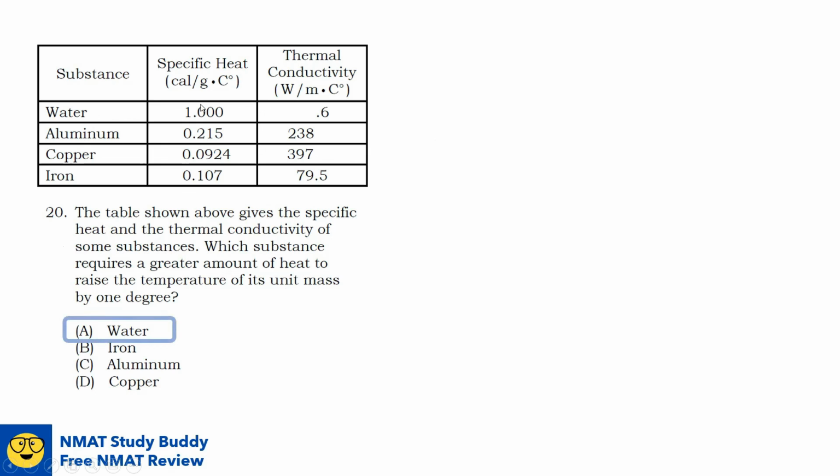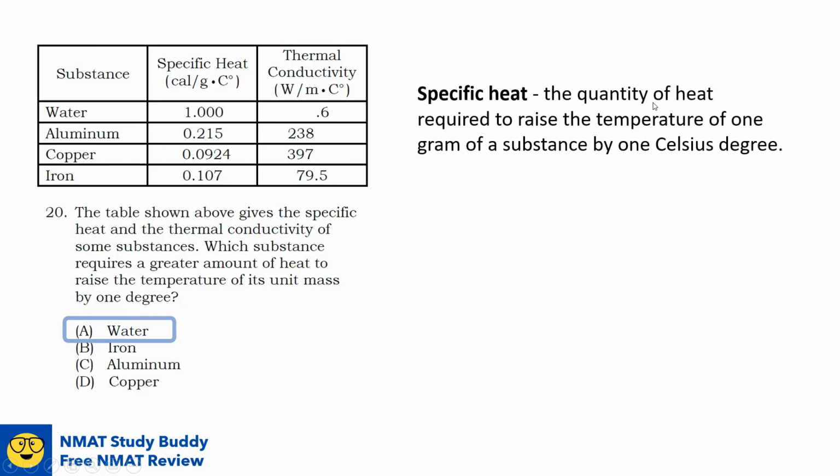Kasi kung mapapansin nyo, yung specific heat ng water yung pinakamataas compared dun sa other substances. So, yung specific heat lang yung titingnan natin in order to know kung ano yung substance na kailangan ng greater amount of heat. Kasi yung definition ng specific heat, yun yung quantity of heat required to raise the temperature of 1 gram of a substance by 1 Celsius degree. So, kapag mas mataas yung specific heat, mas mataas rin yung amount of heat na kailangan ng substance.